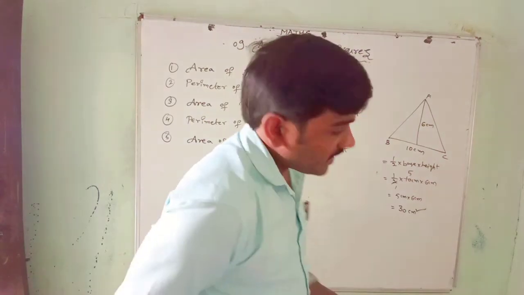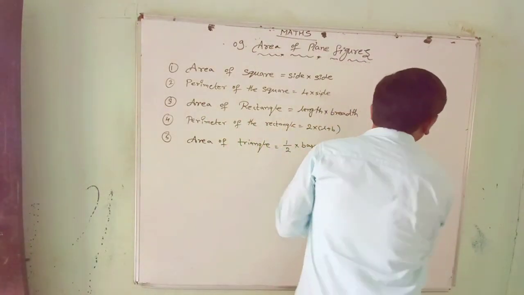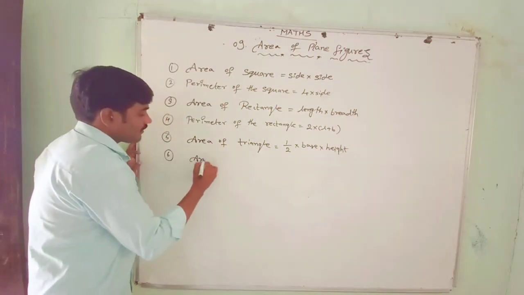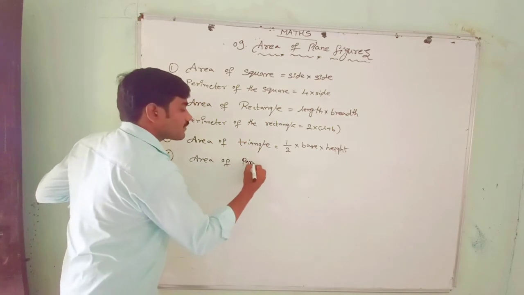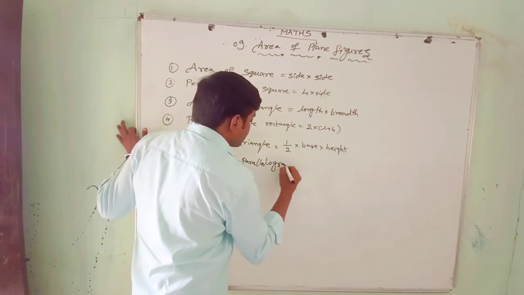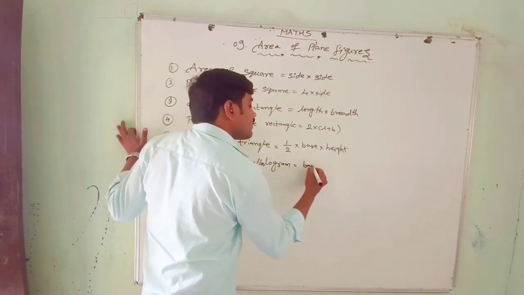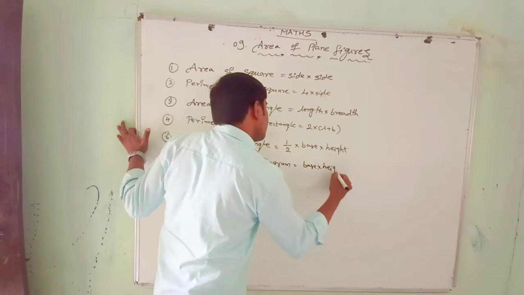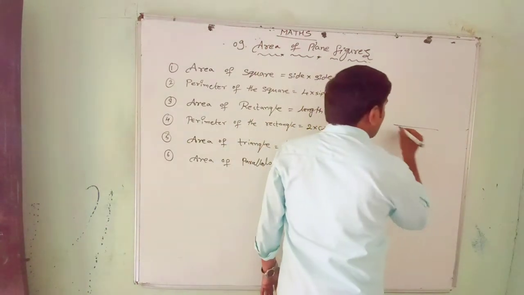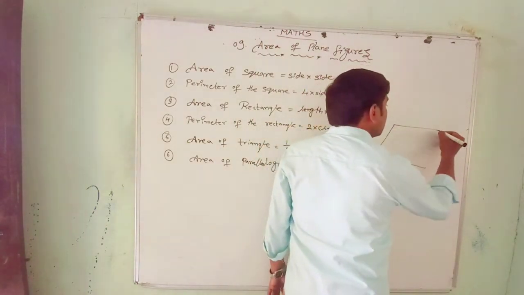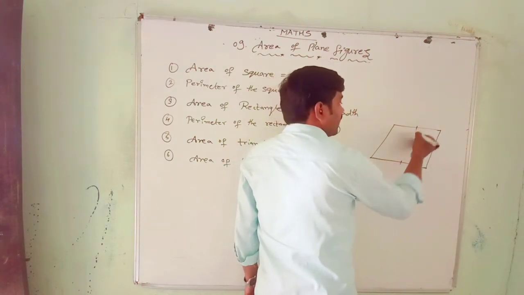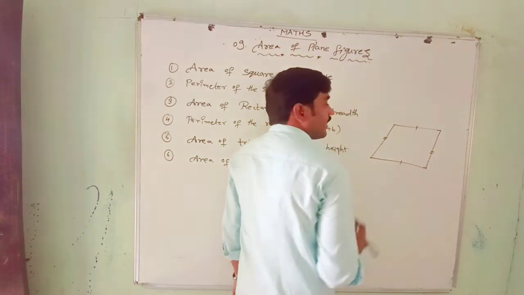Now we go for area of parallelogram. Next formula is area of parallelogram. Area of parallelogram formula is base into height. Let us take one parallelogram. As we know, a parallelogram is a simple closed figure bounded by 4 line segments having opposite sides equal and parallel. So, suppose this is a parallelogram.